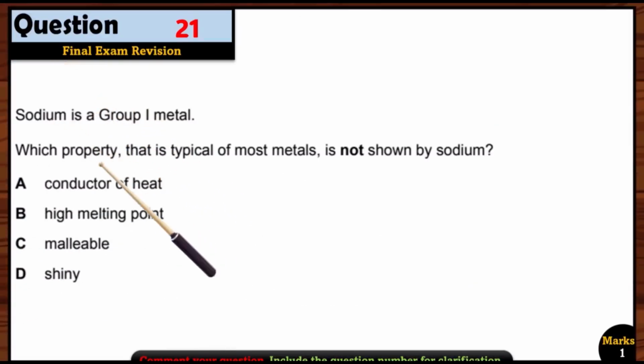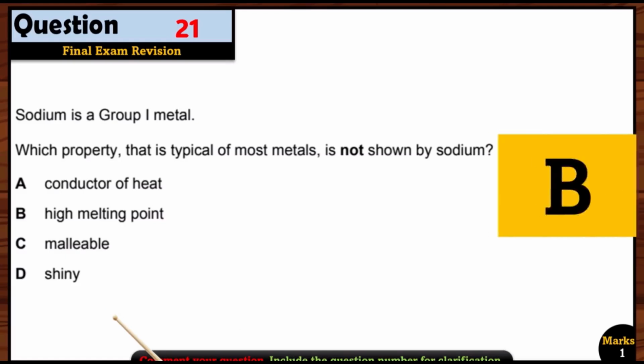Sodium is a group 1 metal. Which property that is typical of most metals is not shown by sodium? So which property will it not show? That is high melting point, because metals mostly have high melting points. But group 1 metals have low melting points compared to other metals. So we can choose option B, because all other options are right for sodium.